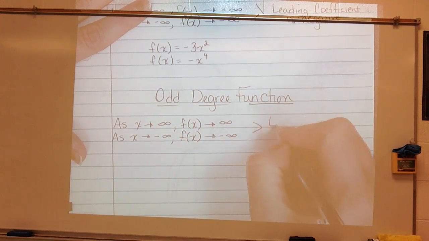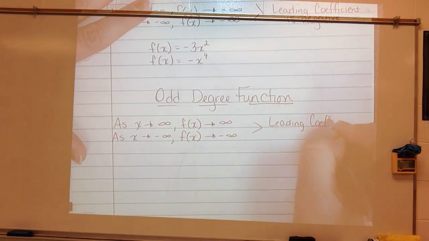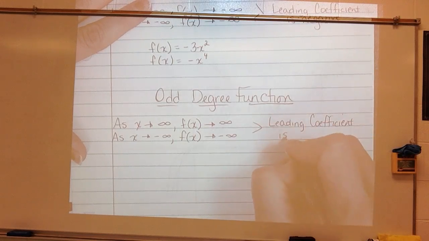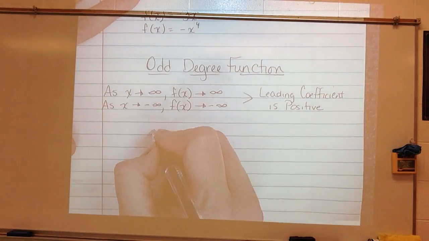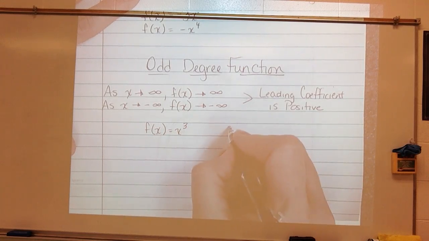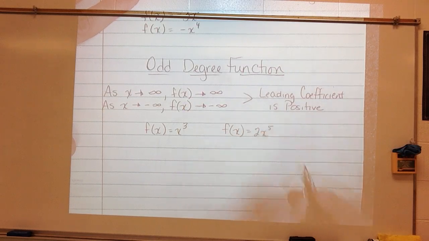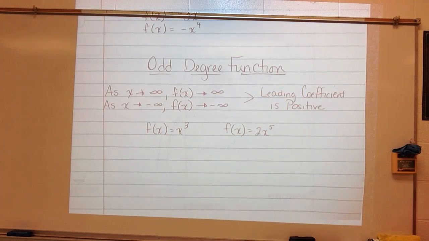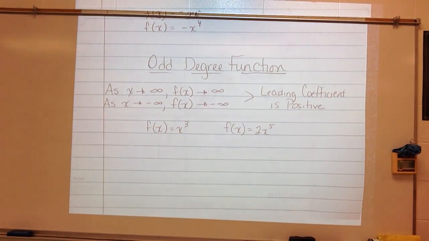And that's if our leading coefficient is positive. So an example might be f of x is equal to x cubed, or f of x is equal to 2x to the fifth. Okay? It's an odd degree. My leading coefficient is positive.